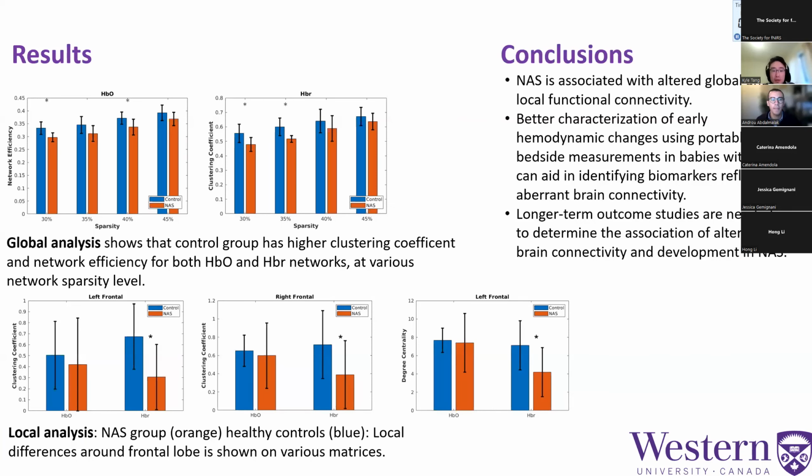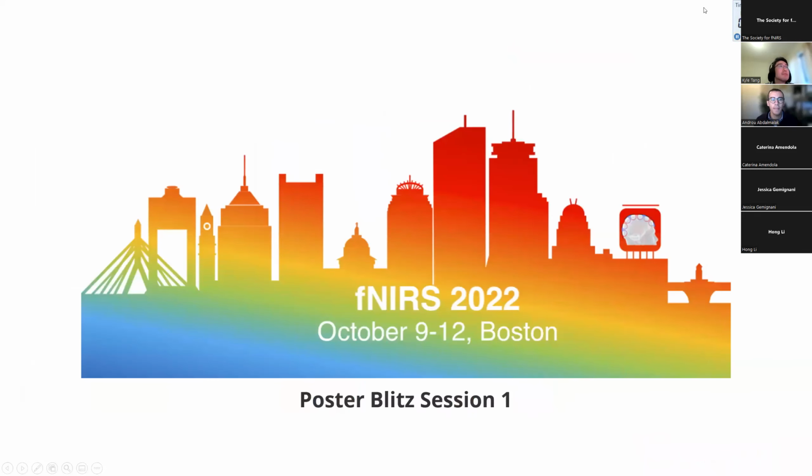So in conclusion, NAS is associated with global and local functional connectivity changes, and we show that using portable fNIRS measurements in babies with NAS, we can identify some indicators of such syndrome at a very early age. In the future, long-term outcomes are needed to determine the association of such alterations with developmental outcomes. So yeah, that's it. Thank you.